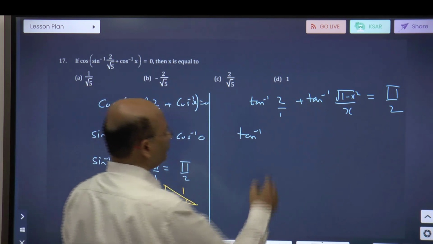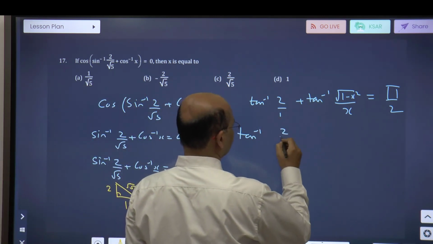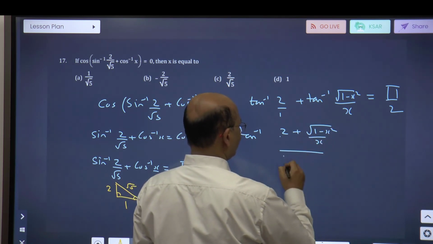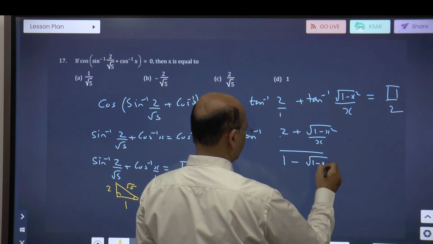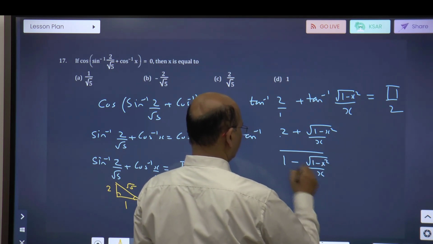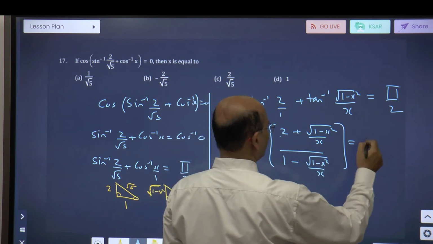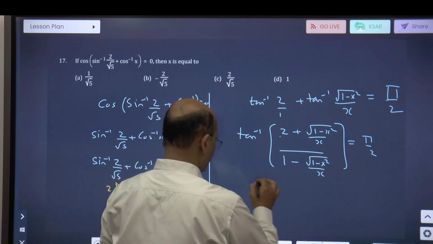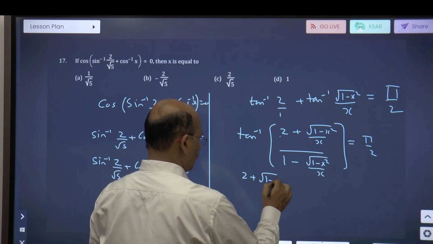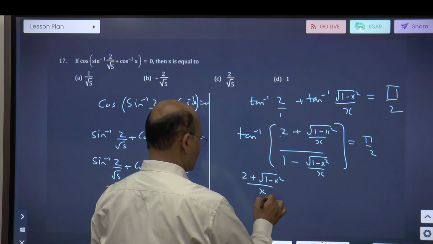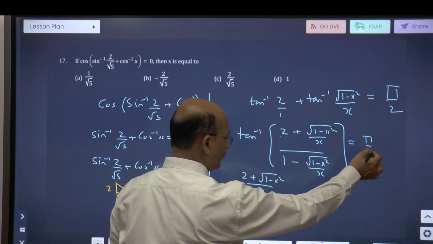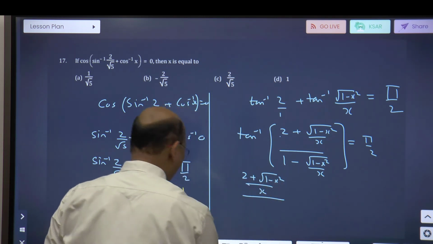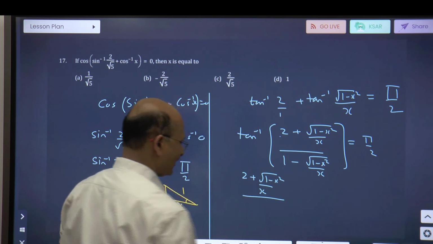Okay, now what happens now? This I can say tan inverse x plus y upon 1 minus xy, right, is equal to pi by 2. So tan 90 will happen. So this will become 2 plus 1 minus x square upon x. Okay, tan 90 is 1 upon 0. Okay, should I do this to it? Fine, I'm not solving this out. Oh, sorry, I think it is a chalk there. So anyway, this is like this, right?